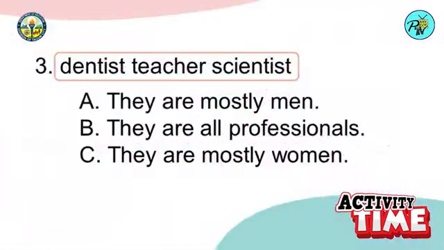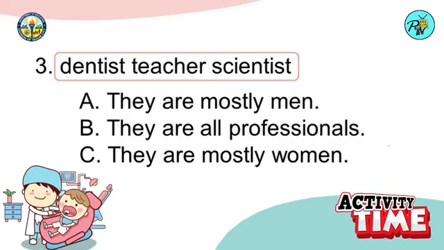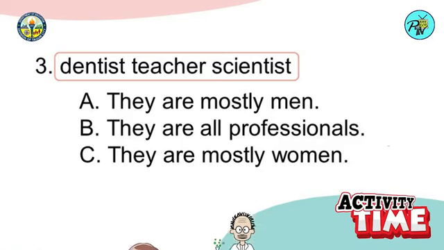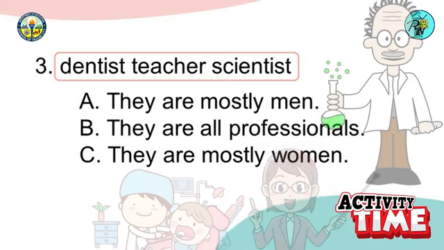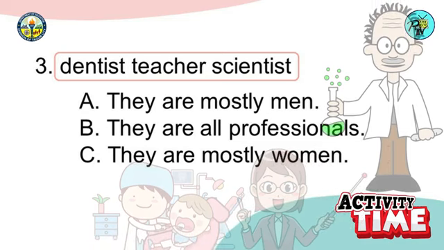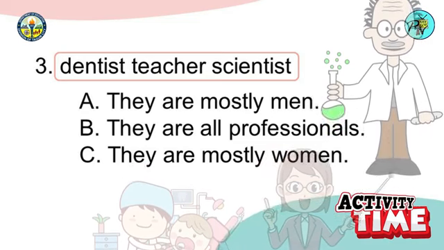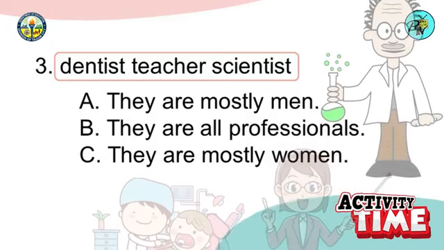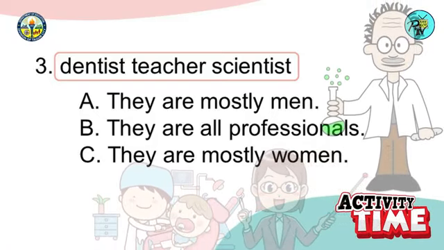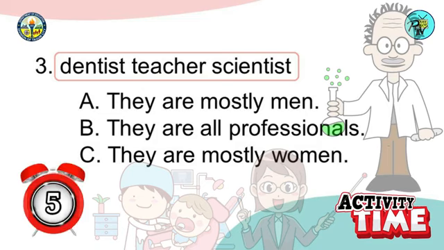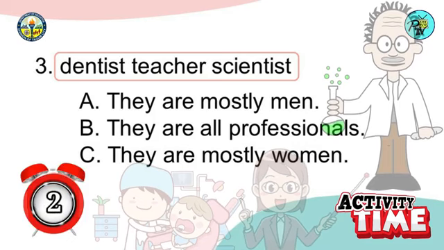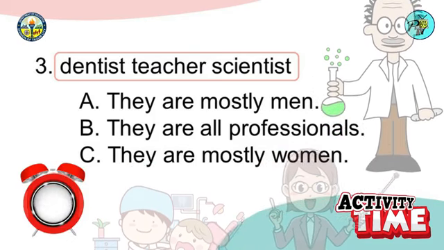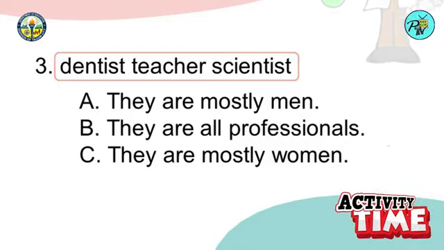Lastly, number three. Dentist, teacher, scientist. A. They are mostly men. B. They are all professionals. C. They are mostly women. What do you think is the answer? The correct answer is letter B. They are all professionals.